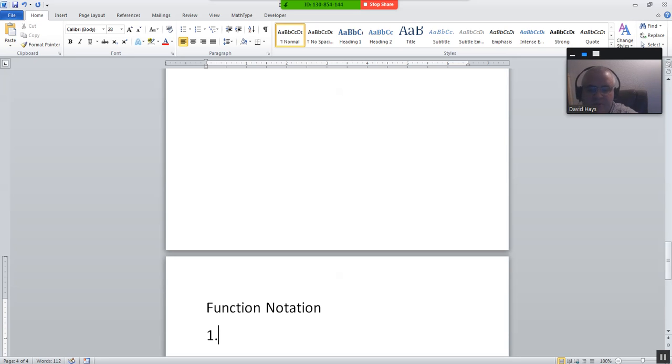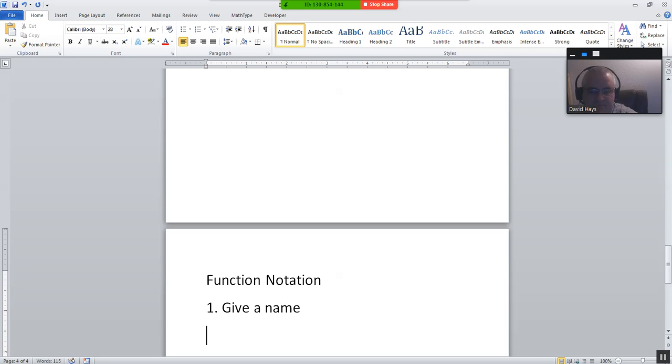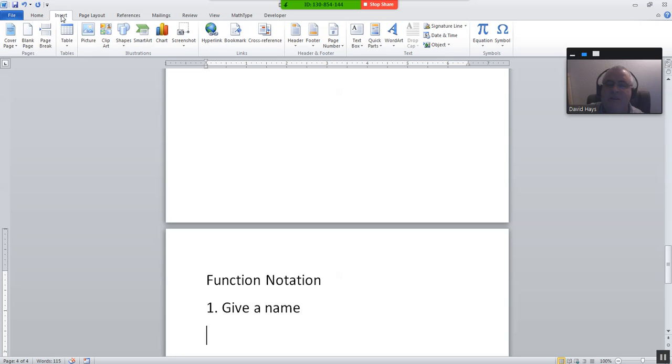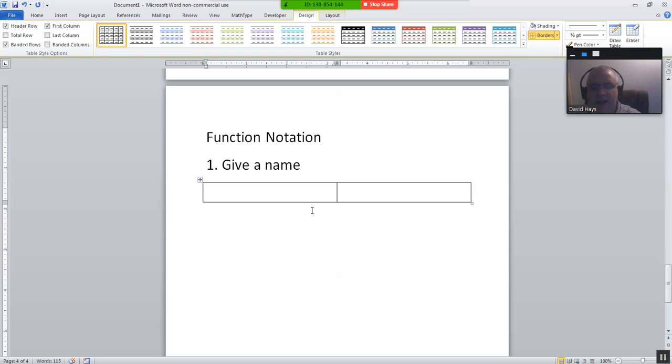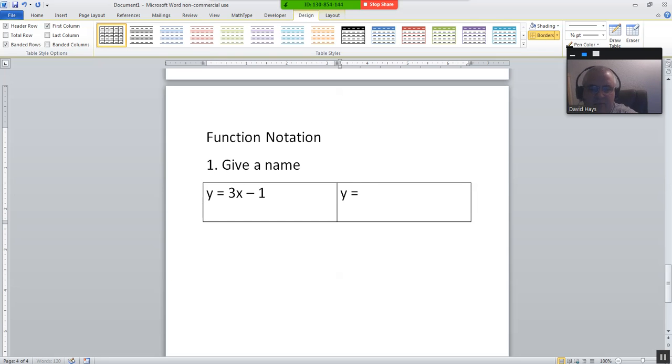Function notation has two purposes. Its first purpose is to give a name. You might be sitting there and look at that, it's like, well, what in the world does that mean? Give a name. If I had y is equal to 3x minus 1, and I had y is equal to 5x plus 2, and I told you to graph y, well, your question would be, well, which one? There's two y's. So instead of calling it y, I give it a name. So I call this one by this name.